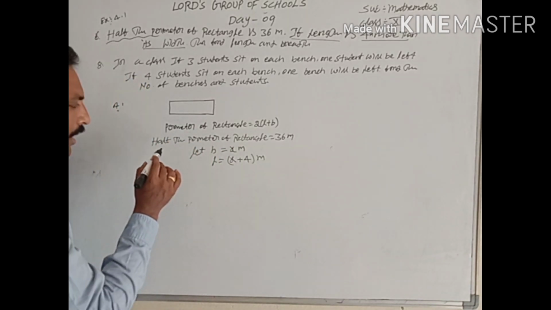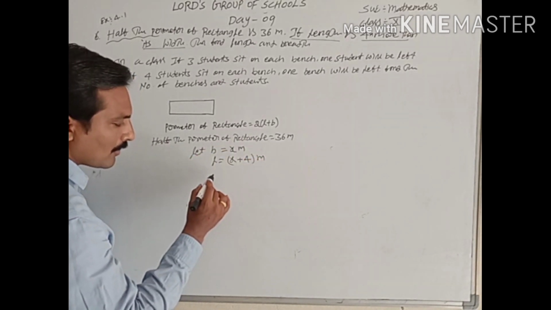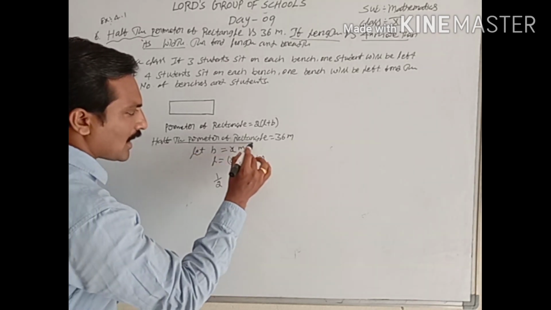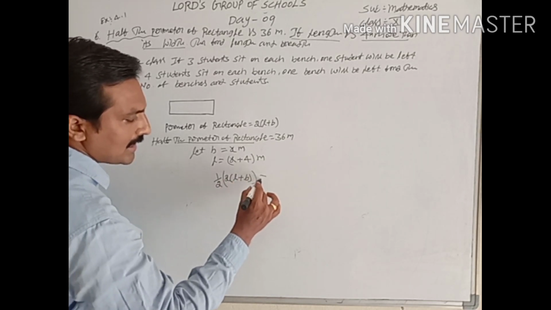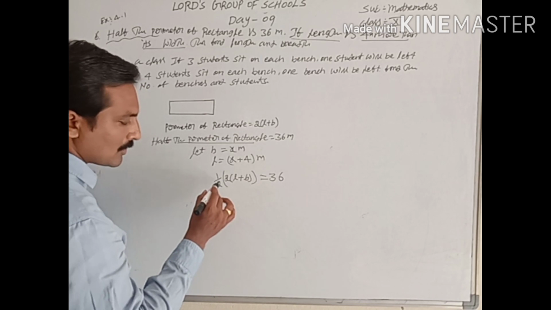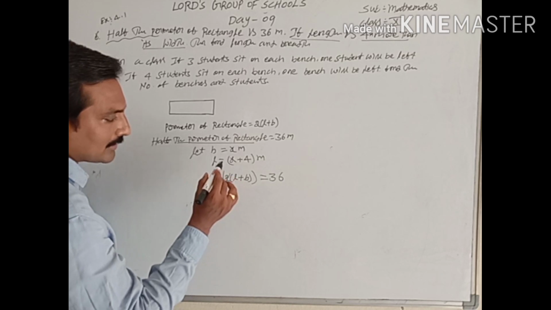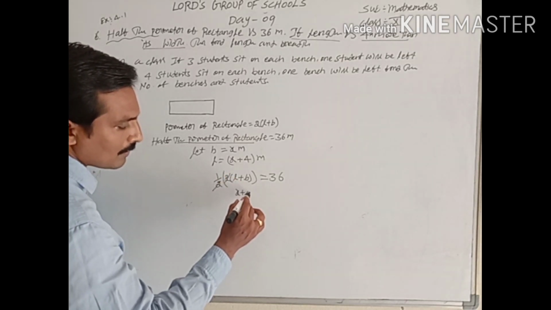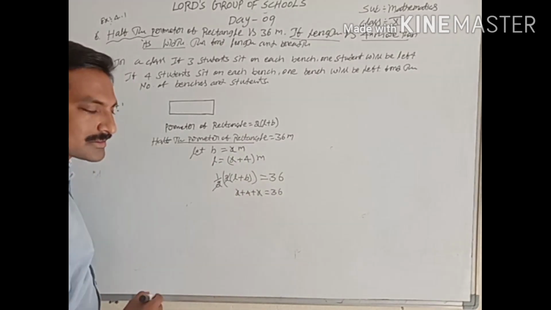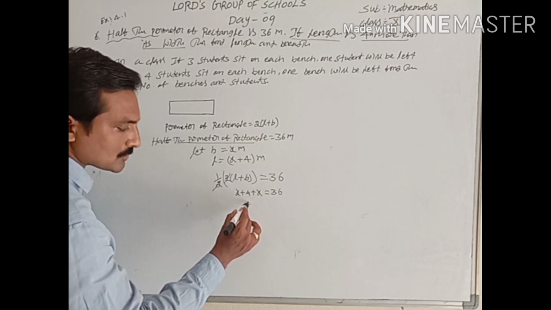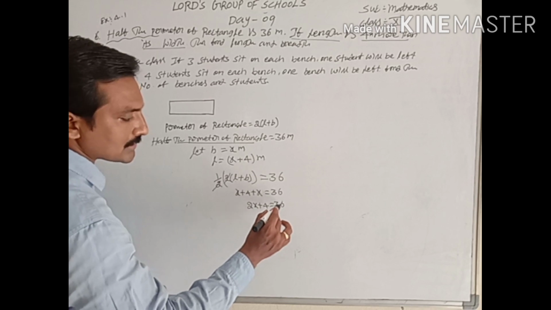Next, in the problem, the perimeter of the rectangle is given. Perimeter of a rectangle means 2 times (L plus B) is equal to 36. The 2 will be cancelled. Next, what do you get? Here the length is x plus 4, and the breadth is x, equal to 36. Now x plus x gives 2x plus 4 is equal to 36.